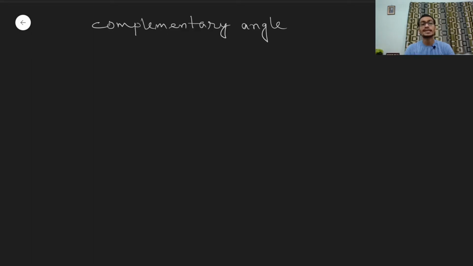So let's start. First of all, let us recall what is a complementary angle. We know if the sum of two angles, let us suppose angle A and angle B, is 90 degree, then they are called complementary angles to each other, or we may call A the complementary angle of B, or B the complementary angle of A.